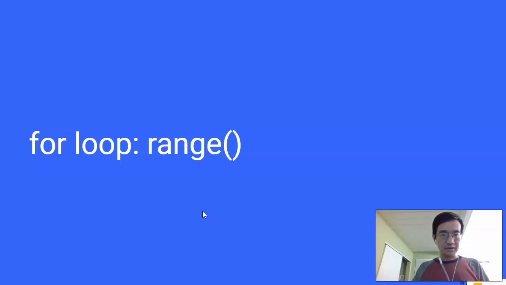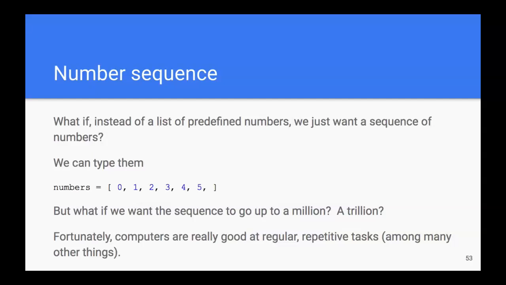Hi, in this video, we're going to talk about for loop with range. Instead of a list of predefined numbers, we often want a sequence of consecutive numbers. So let's say, starting at 0, 1, 2, 3, 4, 5 until whatever the last number we want. Now, we can type it all out. That's fine for a short sequence.